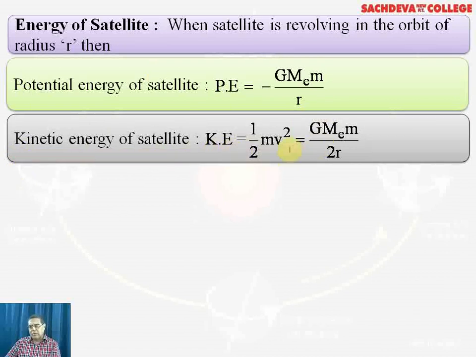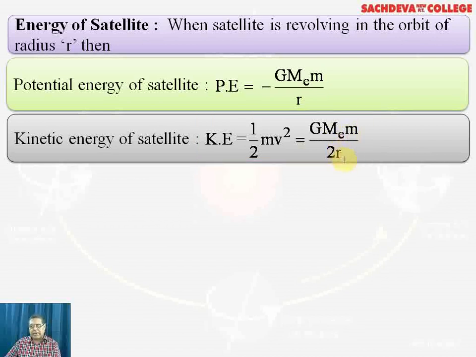Now we come towards the kinetic energy of satellite, and that is half m v square, where m is the mass of the satellite and v is the orbital velocity. We have just now derived the function for the orbital velocity. So we put that function here and square it, and then we get the kinetic energy. After putting the value of orbital velocity in half m v square, we will get G M_E m divided by 2r.